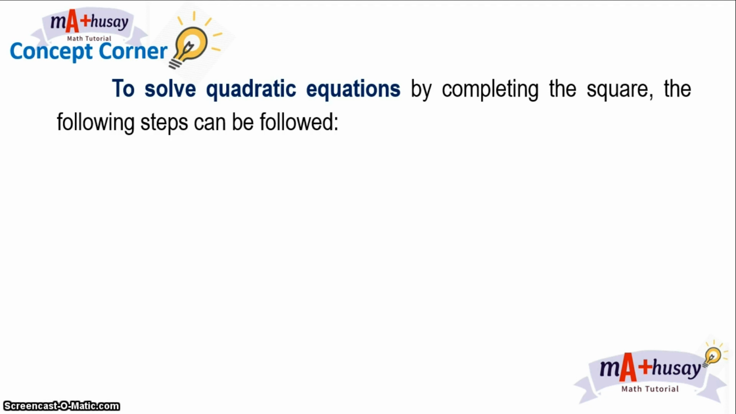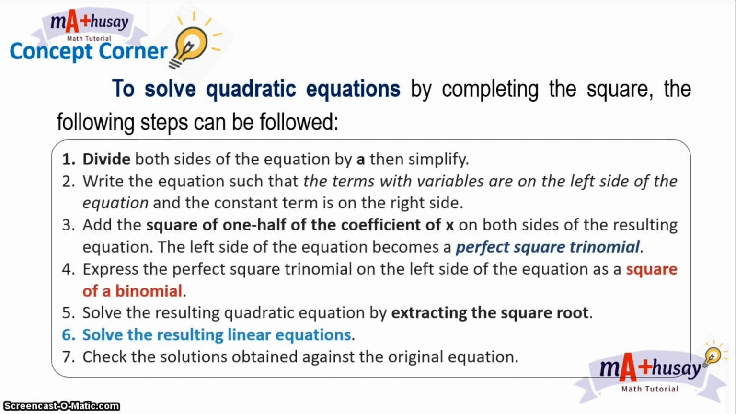To solve quadratic equations by completing the square, the following steps can be followed. Number 1. Divide both sides of the equation by a, then simplify. Number 2. Write the equation such that the terms with variables are on the left side of the equation and the constant term is on the right side. Number 3. You have to add the square of 1/2 of the coefficient of x on both sides of the resulting equation. The left side of the equation becomes a perfect square trinomial.